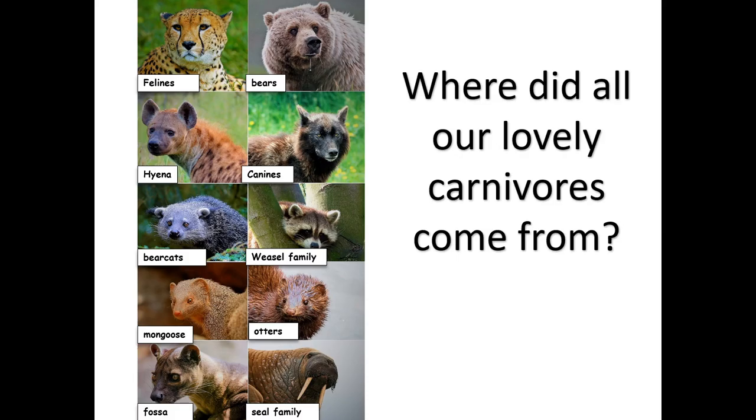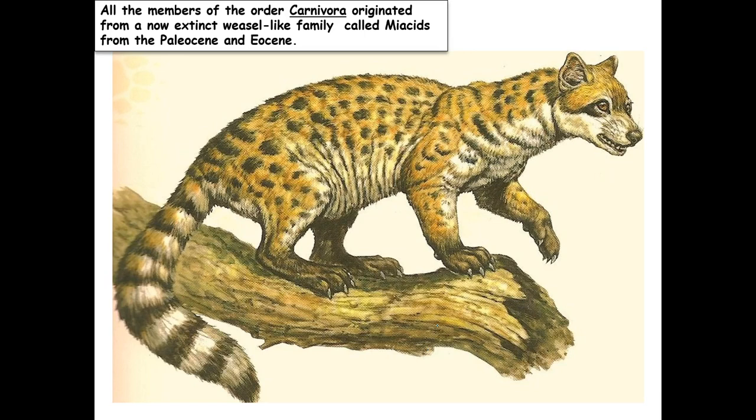Now, what about our carnivores? Where did our carnivores come from? We have all sorts of different families of carnivores: the felines, bears, hyena, canines, the bear cats, the weasel family, otters, mongoose family, these weird things, the fossa, and the seal families. So where did all these different carnivores come from? They all descended from a Paleocene, Eocene creature called the Miacid. It was kind of like a weasel, probably most closely related to weasels. So weasels are kind of the most ancient of the carnivores.